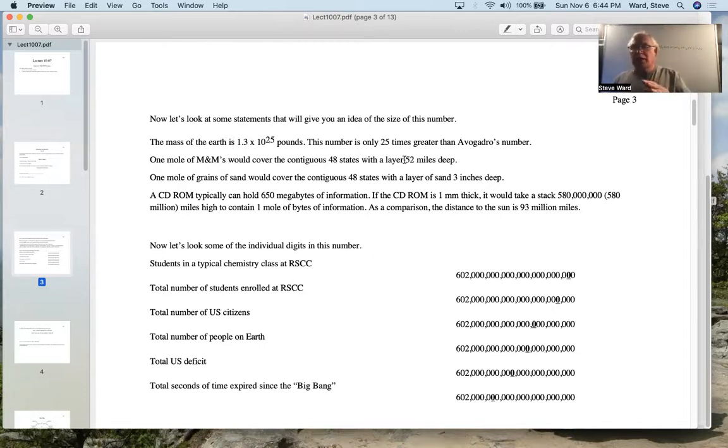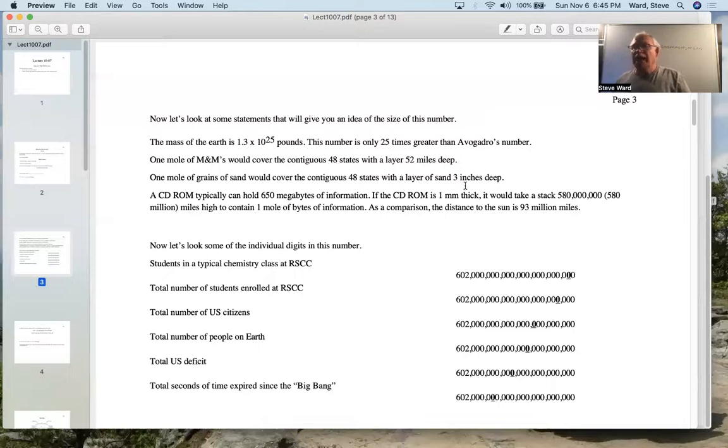Now, this is regular M&Ms, not peanut M&Ms, not mini M&Ms, but regular M&Ms, 52 miles deep. This is a big number. If you had that many grains of sand, it would cover all the 48 states, 3 inches deep. It's a very large number. A CD normally holds 650 megabytes of information. Now some of them hold 700 megabytes, but whenever I made this presentation, they held 650.